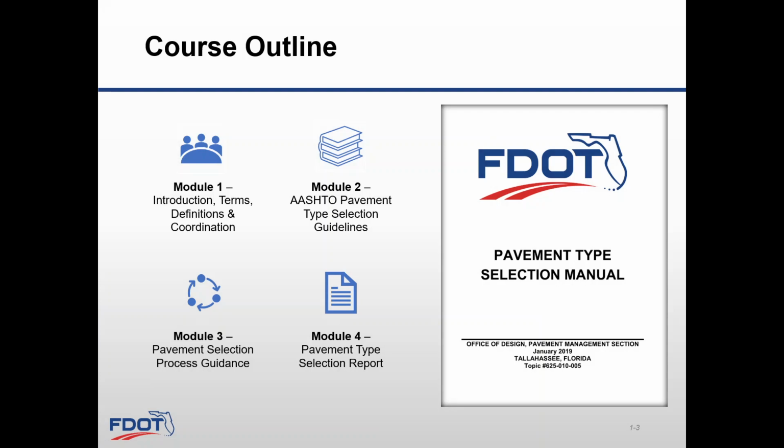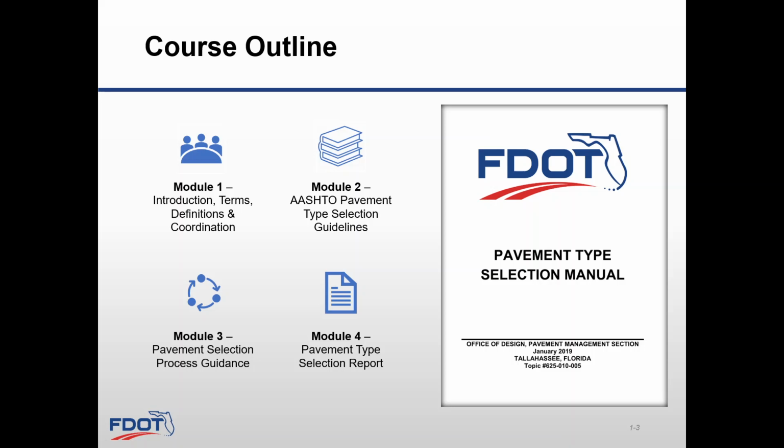Here's the course outline. We are following the Pavement Type Selection Manual, PTSM, layout for content. We will start out with just some introduction of the process for the report, some general terms, and coordination. This information is mostly addressed in chapters 1 and 2 of the manual.